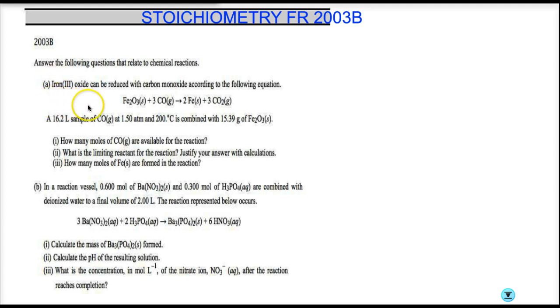Answer the following questions that relate to chemical reactions. Iron 3 oxide can be reduced with carbon monoxide according to the following equation. A 16.2 liter sample of carbon monoxide, this is a gas and they gave me a volume in liters, so I'm already clued in, at 1.5 atm at 200 Celsius is combined with this many grams of iron oxide.